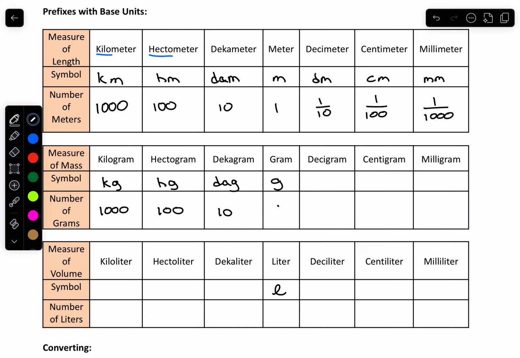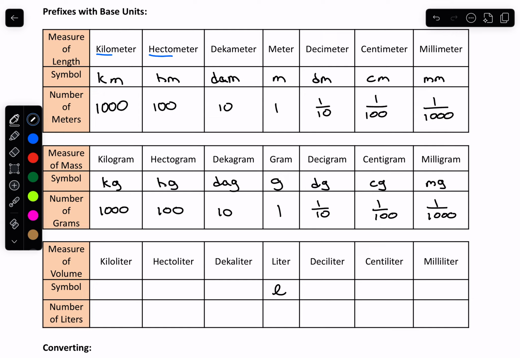A gram is, of course, just 1 gram. A decigram is dg, that is 1/10 of a gram. A centigram is cg, that is 1/100th of a gram. And a milligram is mg, that is 1/1000th of a gram.